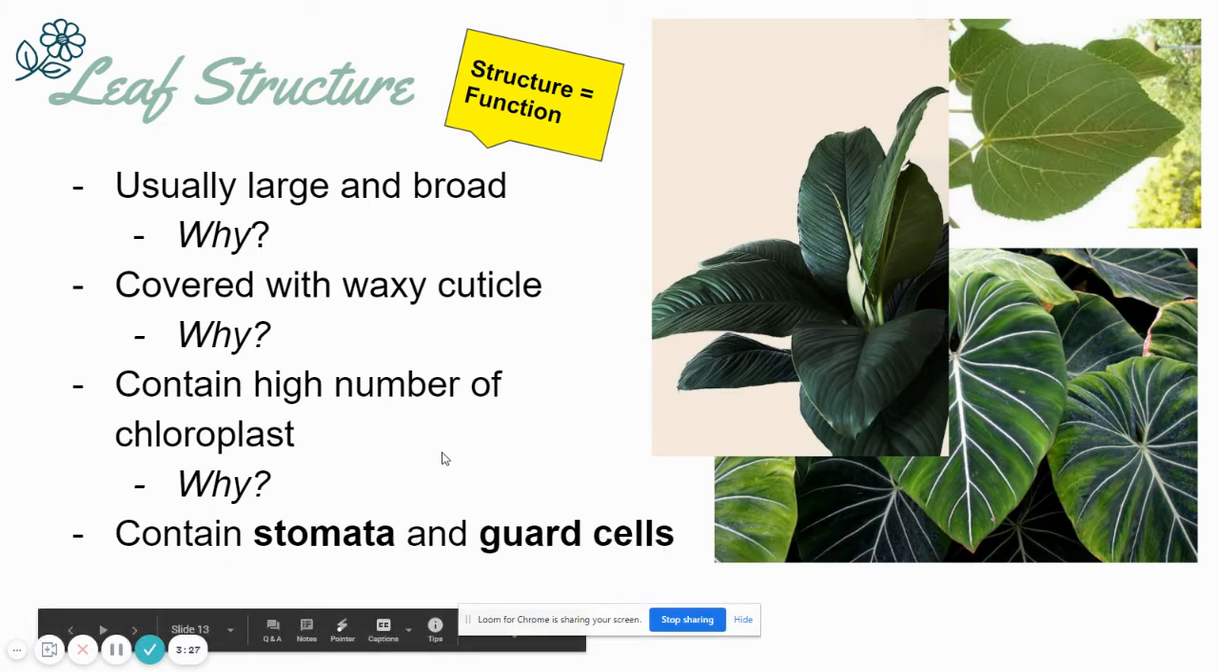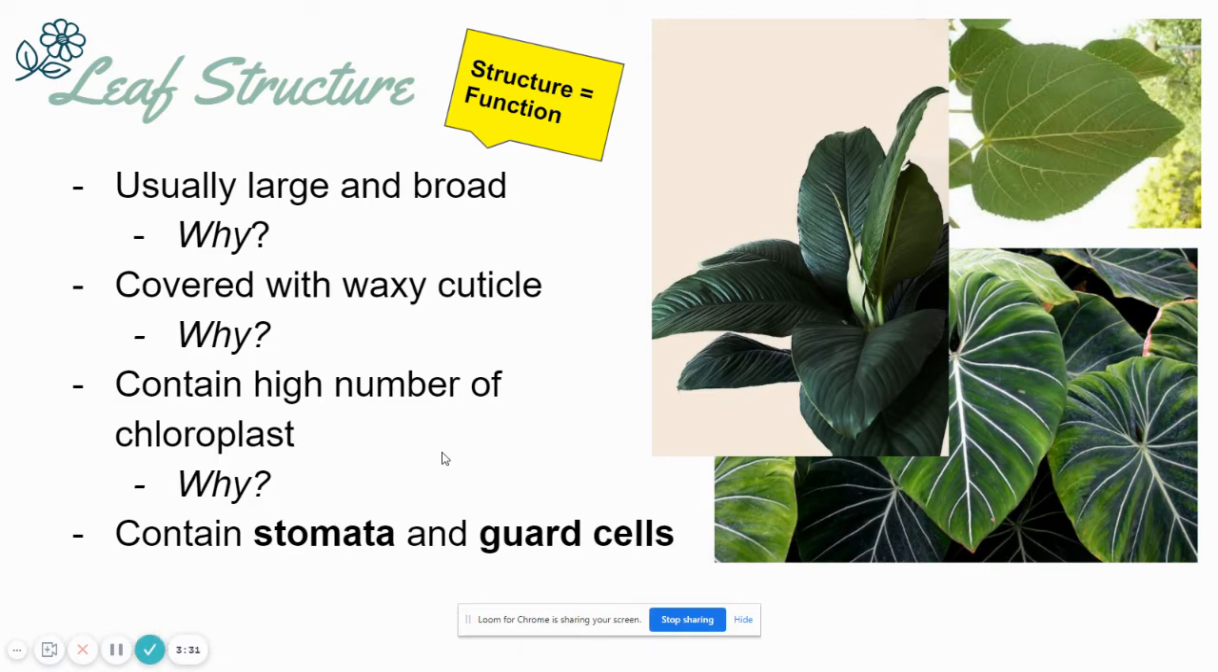But basically, the reason why waxy cuticles are important to have on the leaves is to prevent water loss. Since wax is nonpolar, it prevents the polar water particles from escaping, or too much water from escaping. And that makes a lot of sense because plants need to hold on to as much water as possible to use it as a reactant for photosynthesis.